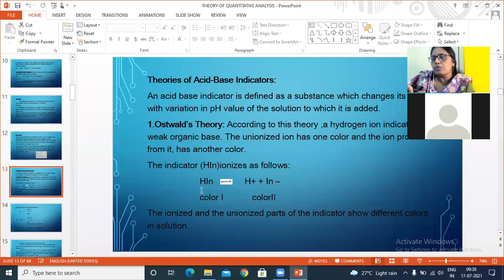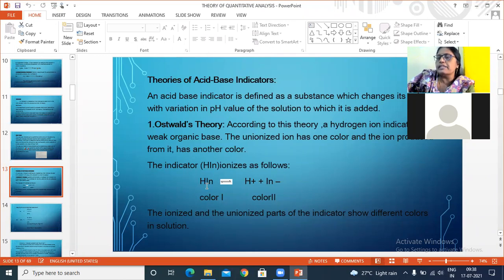So what we expect is that maximum indicator is ready to undergo dissociation to gain H plus ions. Those H plus ions are ready to react with OH minus ions liberated from the base. So the forward reaction is favored when it is in the basic medium, because more and more H plus ions are required.